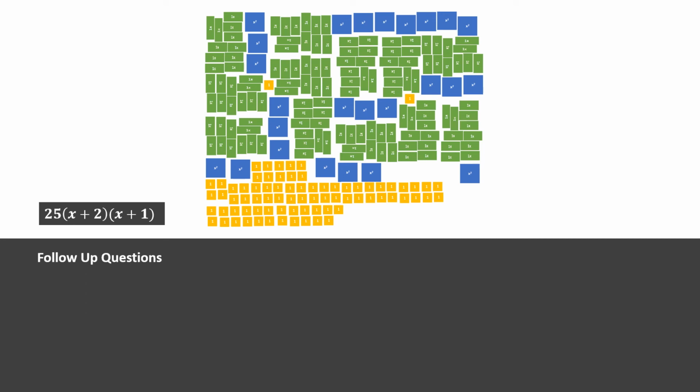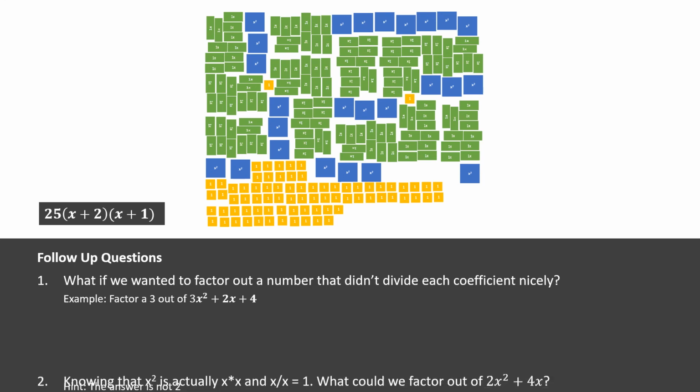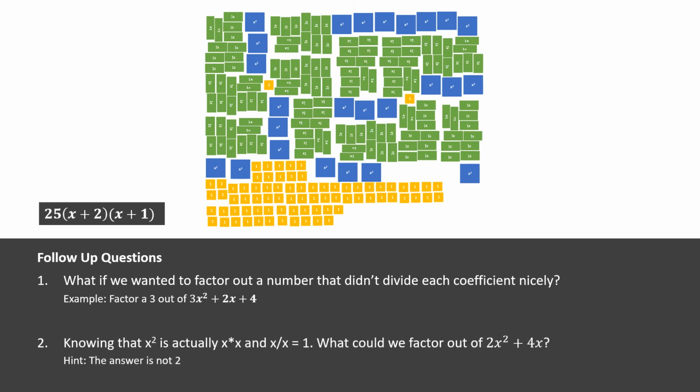So here are some follow-up questions to think about. What if we wanted to factor out a number that didn't divide each coefficient nicely? For example, we wanted to factor a 3 out of 3x squared plus 2x plus 4. What would that look like? And knowing that x squared is actually x times x, and x divided by x equals 1, what could we factor out of 2x squared plus 4x? The hint I'm going to give you is the answer is not just 2.